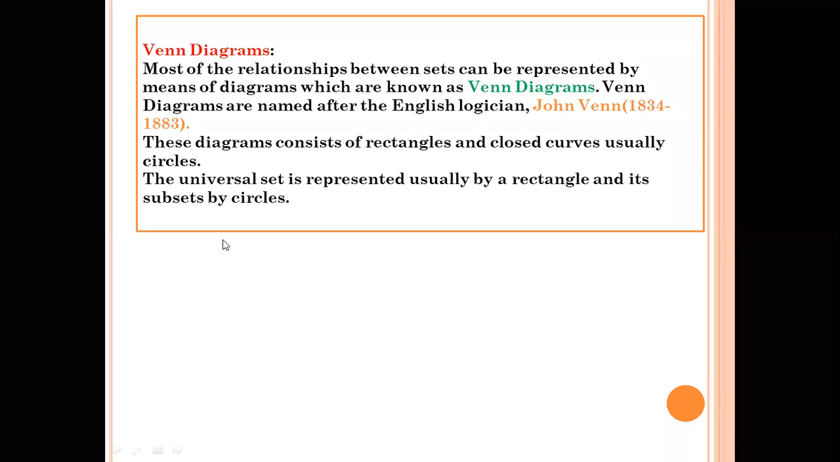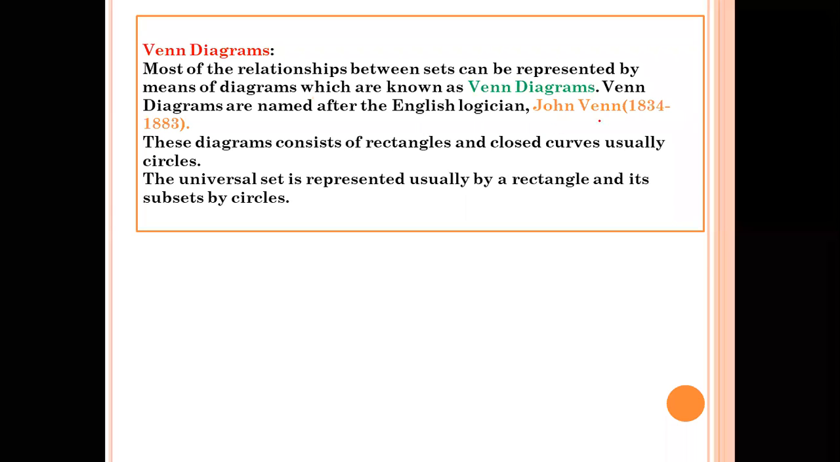Okay, so why do you need a Venn diagram? Because to represent the relationship between sets. In order to represent the relationship, how the sets are connected and how they are, and to visualize things inside a set, we need the help of Venn diagrams. Okay, now why is it called a Venn diagram?